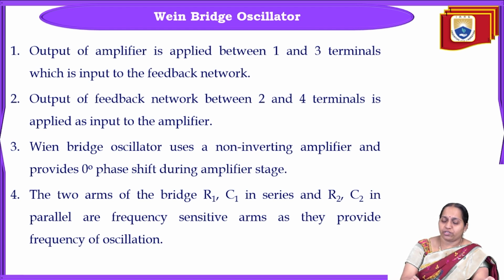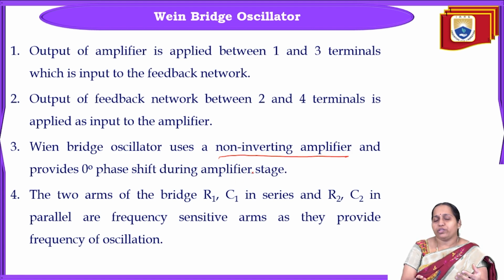Wein bridge oscillator uses a non-inverting amplifier, and provides a zero phase shift during the amplifying stage. So during the amplifying stage, it is producing 0 degree phase shift. In other words, it means that the bridge network also should produce 0 degree phase shift only.